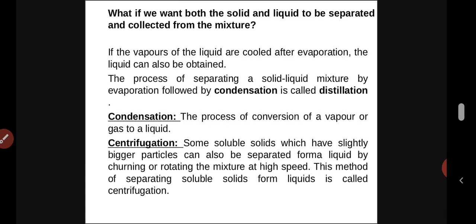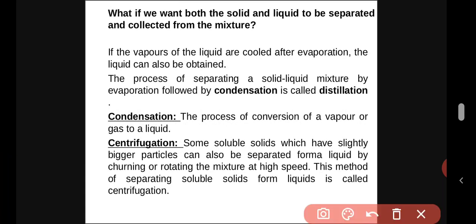But if we want to collect the vapor, can we? Yes, of course we can collect the vapors. If the vapors of the liquid are cooled after evaporation, the liquid can also be obtained. The process of separating a solid-liquid mixture by evaporation followed by condensation is called distillation. To collect that vapor, we put a lid on while heating that solution.